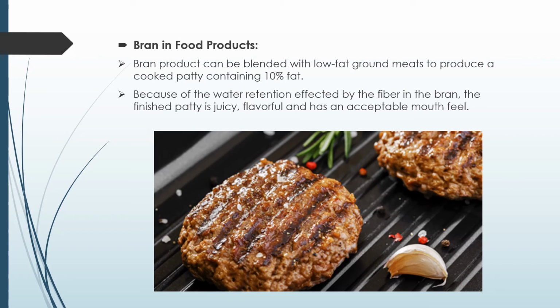Bran in food products. What is bran? It is the outermost covering of the wheat, right? And how it can be blended with other foods to get maximum benefits from it. It can be blended with low-fat ground meat to produce a cooked patty containing 10% fat, and because of the water retention effected by the fiber in the bran, the finished patty is juicy. Because bran is higher in fiber, it has a good ability to take up water. The product is flavorful and has an acceptable mouthfeel.